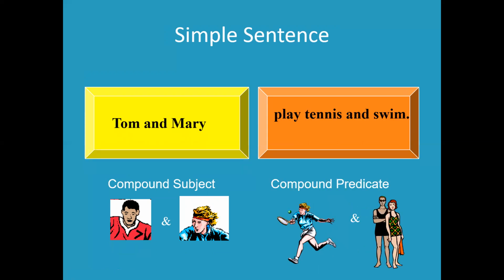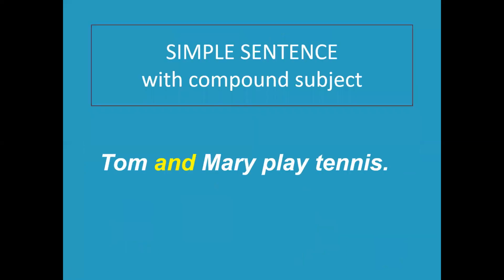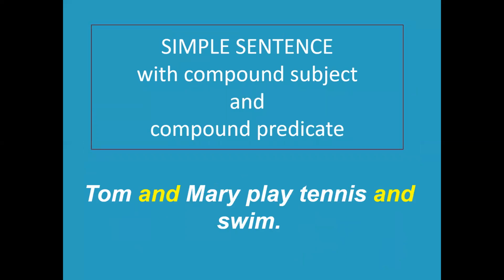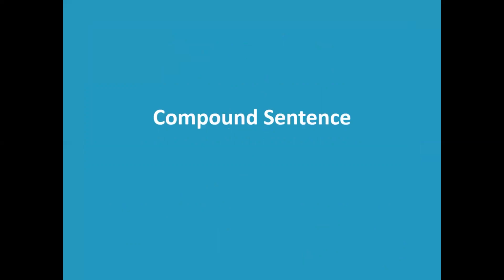Sometimes in simple sentence, we have compound subject as well as compound predicate. For example, Tom and Mary play tennis and swim. So this is another example of simple sentence, and we used again a coordinating conjunction to join the subject and two different predicates. Such types of examples we have for simple sentence.